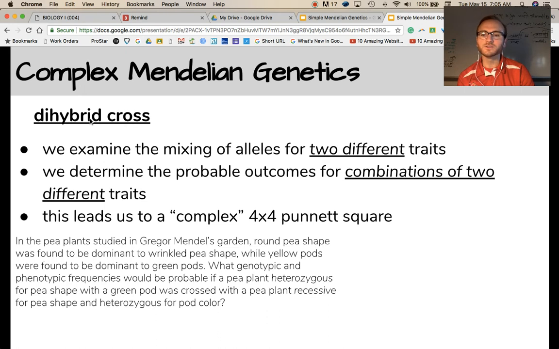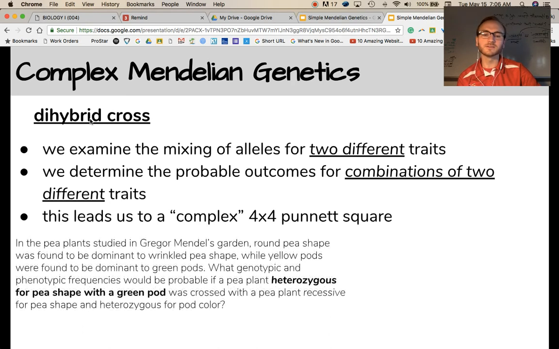The question is asking what genotypic and phenotypic frequencies would be probable if a pea plant heterozygous for pea shape with a green pod was crossed with a pea plant recessive for pea shape and heterozygous for pod color. So let's look at our cross. Our first individual, the first parent in the cross, is heterozygous for pea shape. That means big R, little r, and it has a green pod, which means it is going to be recessive for pod color, little y, little y.